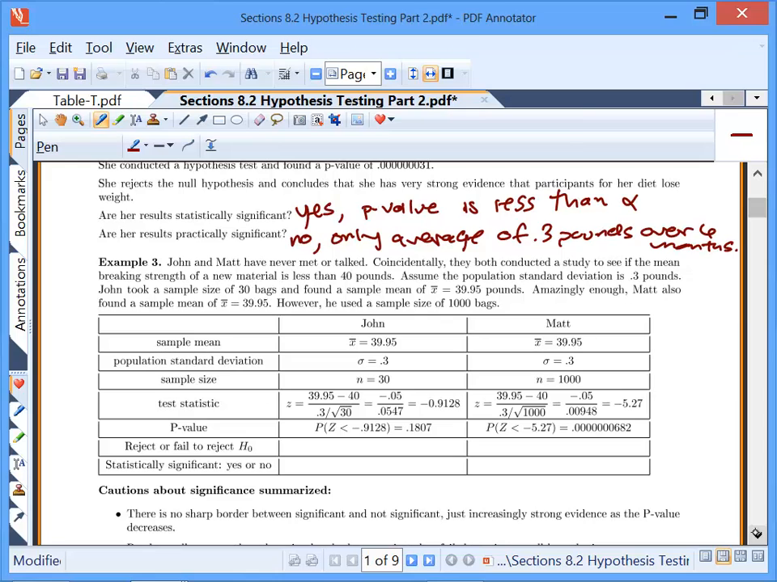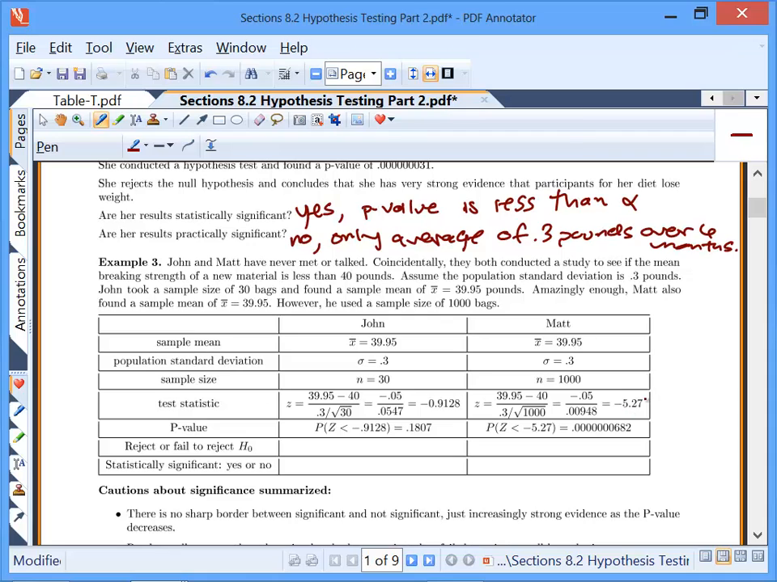So let's go through and just compare things. They both have the same sample mean, same population standard deviation. The only thing that's different is their sample size. John has 30, Matt has 1,000. Now when I find my test statistics, so I plug the numbers in, sample mean minus hypothesized mean over population standard deviation over the square root of n. John gets a test statistic of negative 0.91.